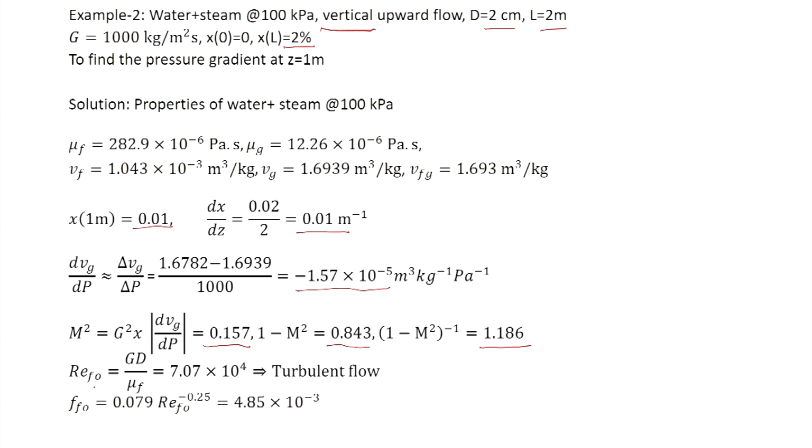Now, we calculate the Reynolds number, assuming that all the fluid is in the liquid phase, and it is equal to 7.07 into 10 raised to 4. So, it is turbulent flow. So, now we use the Blasius equation for turbulent flow through a smooth pipe, 0.079 Re_F0 raised to minus 0.25, and we get the friction factor as 4.85 into 10 raised to minus 3.